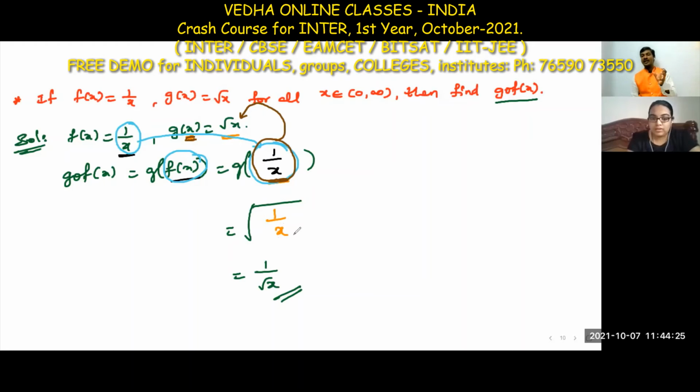Now here we have root 1 and root x. Root 1 is 1 and root x is as usual. Understood? Yes, sir. Okay.